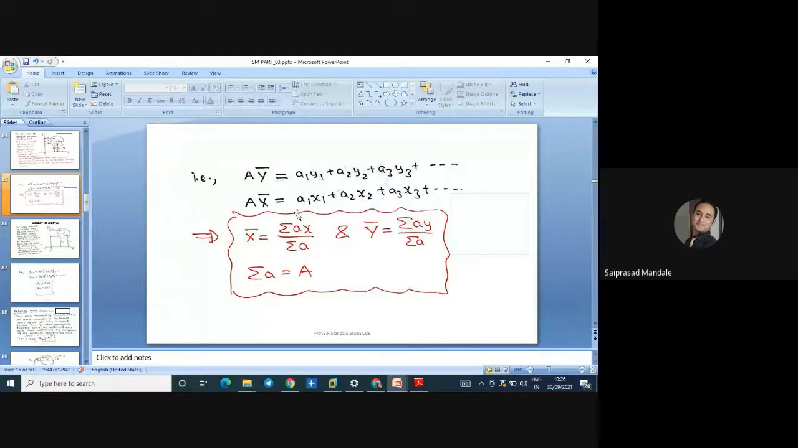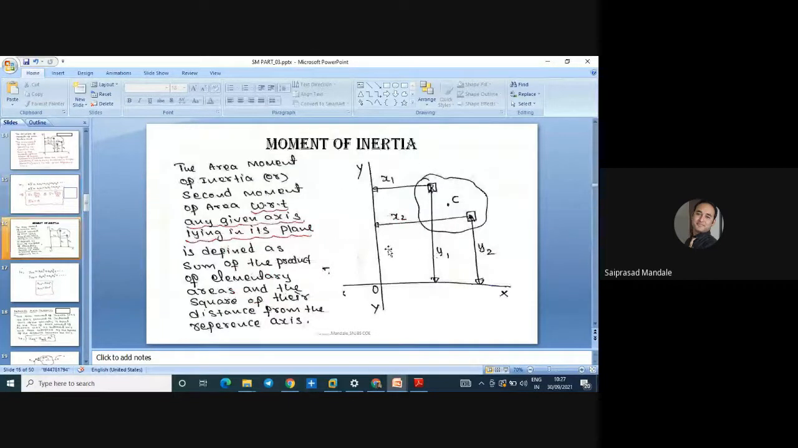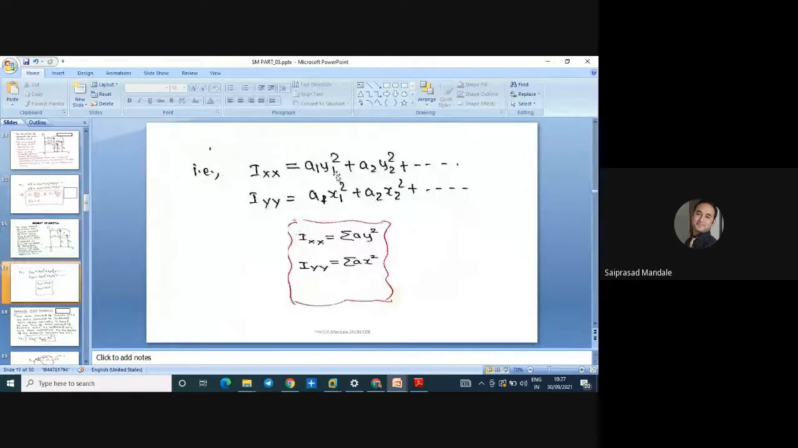If I wish to calculate second moment, in that case I will be multiplying this with one more distance. So it is first moment of area A1 y1 plus A2 y2 plus A3 y3 and so on. Similarly for A x bar, that is A1 x1 plus A2 x2 plus A3 x3 and so on. For second moment of inertia, it is A1 y1 square plus A2 y2 square plus A3 y3 square and so on. Similarly for x, that is A1 x1 square plus A2 x2 square and so on. This is second moment of inertia.